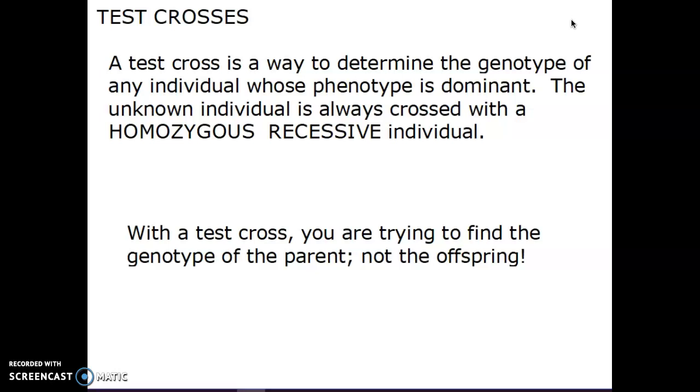Like it'll tell you that it's black, but you're trying to figure out if it's big B black, homozygous black, or big B little b, heterozygous black, as just an example. And anytime you do a test cross, you want to cross it with a recessive individual. So if you're trying to figure out the genotype of a black rabbit, for example, you're going to cross it with a white one. Usually white is the recessive color. Not all the time, but the majority of the time, because it can accept all colors.